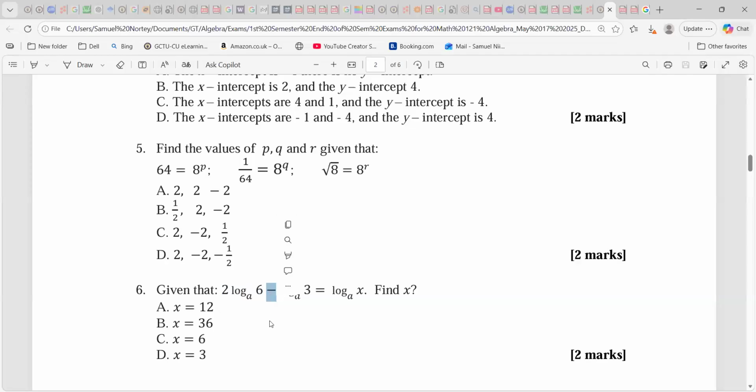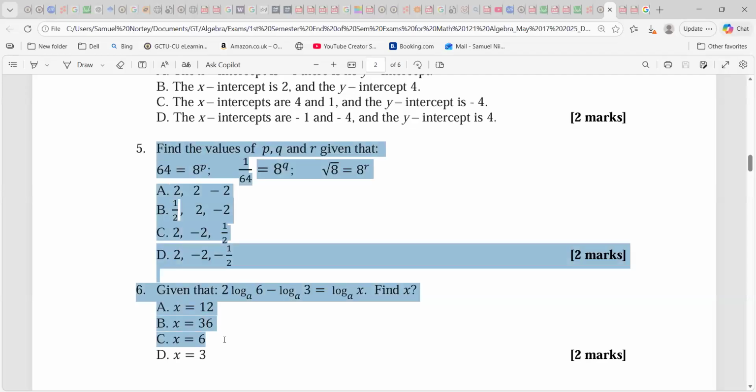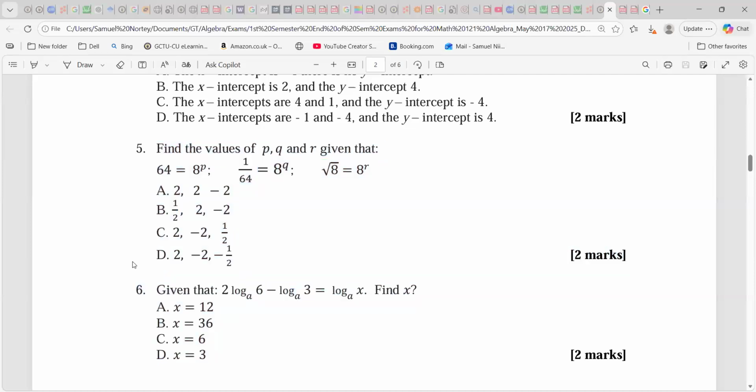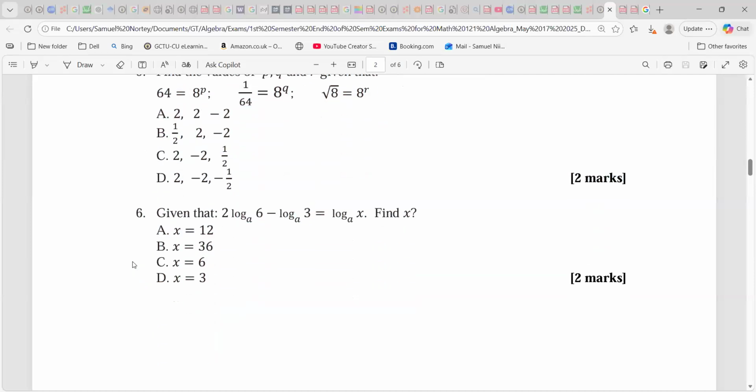Now, so 36, and when we have subtraction, is it not division? Yes. Okay, so what is 36 divided by 3? 12. So now on the left, we have log 12 base A is equal to log x base A. So what is the value of x? 12. Okay. So you easily have been able to solve the MCQs without even writing or using a calculator. So that is session A.